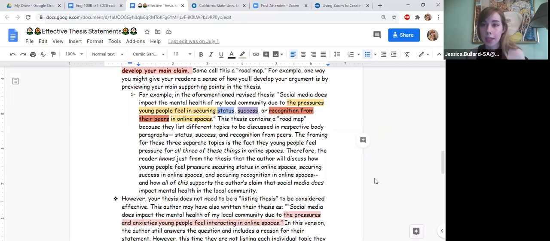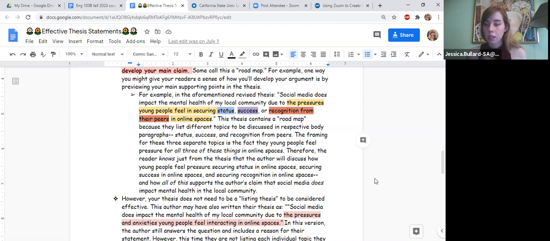The second paragraph will focus on how young people feel really intimidated, maybe seeing their peers' success and doing a comparison thing, and that makes them feel insecure, and how that takes place in online spaces like social media. The third paragraph would focus on how young people feel like this need to have recognition from their peers to be validated in online spaces, okay?